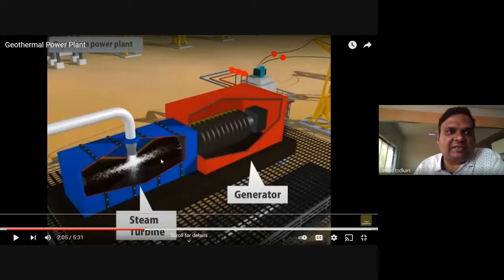Now see, as this is a dry steam power plant, directly we are pumping from the production well, directly we are pumping dry steam. So that dry steam is directly given to the steam turbine. And this steam turbine will convert that heat energy of the dry steam into mechanical energy. And see, this is your generator. This generator will convert mechanical energy into electrical energy. Right? So in a dry steam power plant, dry steam is pumped directly from the production well.